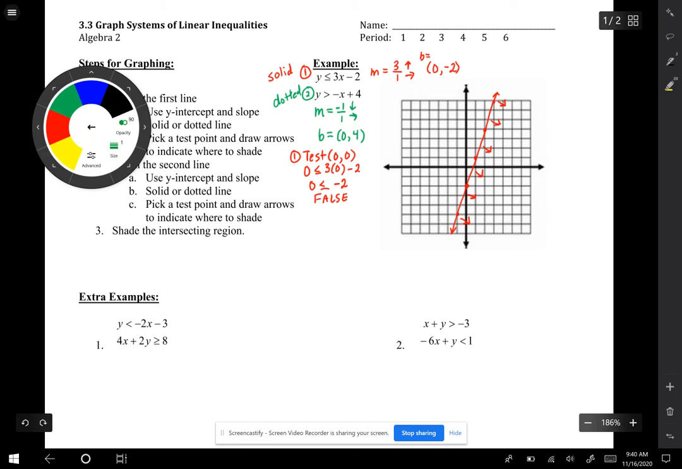And then we do inequality number 2. So that one, we start at (0, 4). And then we go down 1, right 1. Notice where the two lines meet is not going to be the solution because these are not equations. This one, you're going to connect it with a dotted line.